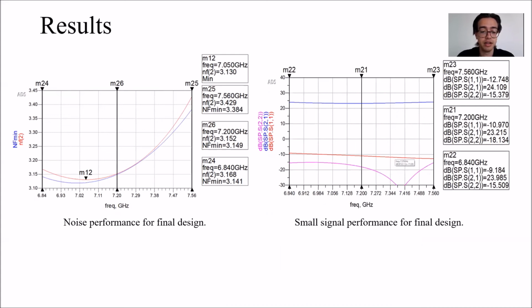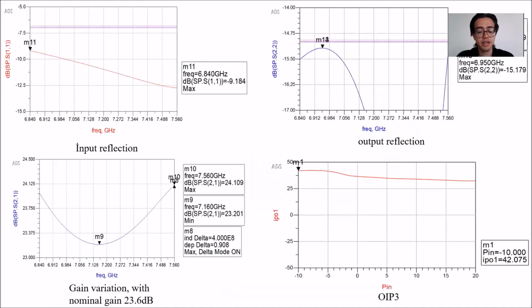As final performance metrics, a noise figure of 3.4 dB is achieved, and its lowest point is 3.1 dB throughout the band. You can see the requirements for S11 and S22 are highly satisfied, and the final design has a gain variation of 0.9 dB, which is enough to meet the requirements.